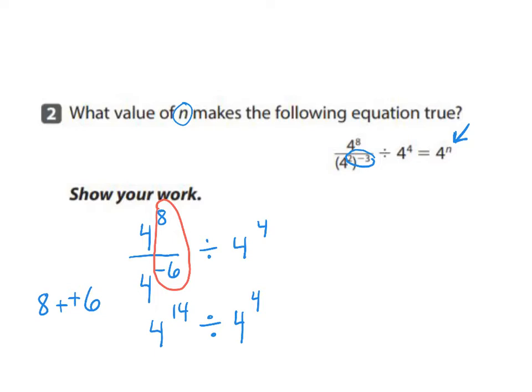Remember that when we divide or have a quotient, we subtract our exponents. So this can be rewritten as 4 to the 10th. 14 minus 4 is 10. So that means n equals 10. So it's a fancy way of saying do the problem.